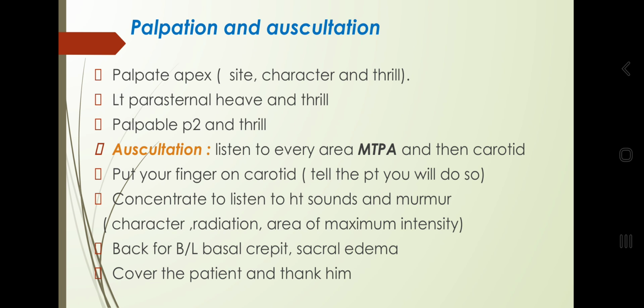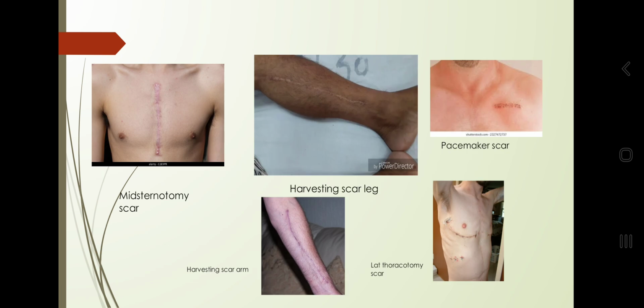Then auscultate all areas, mitral, tricuspid, pulmonary, aortic, and carotid. While auscultation, your finger should be on the carotid and tell the patient that you will do this. Concentrate and listen to heart sound and murmur. Commenting on character, radiation, area of maximum intensity, then the back for bilateral basal crepitation, any sacral edema, indication of heart failure. Cover the patient, thank him.